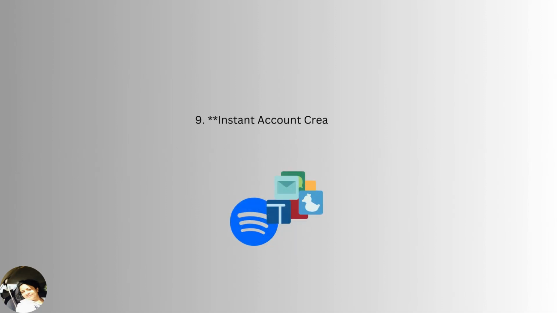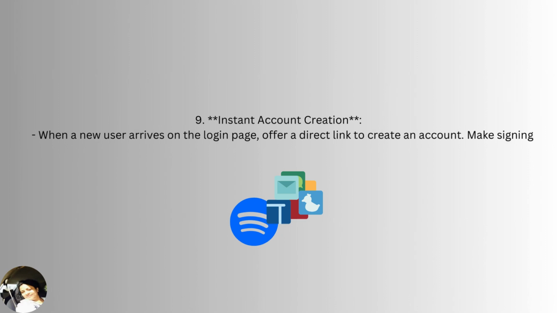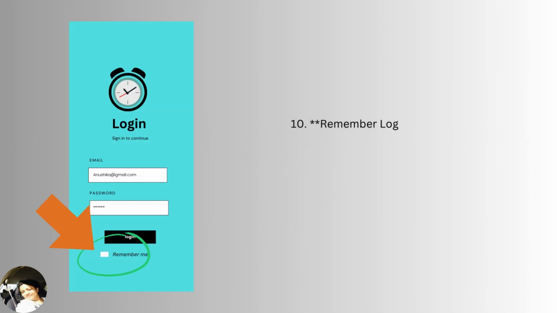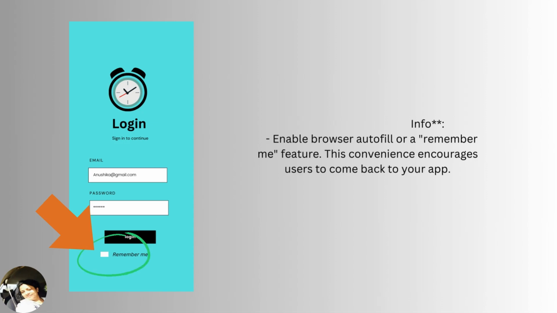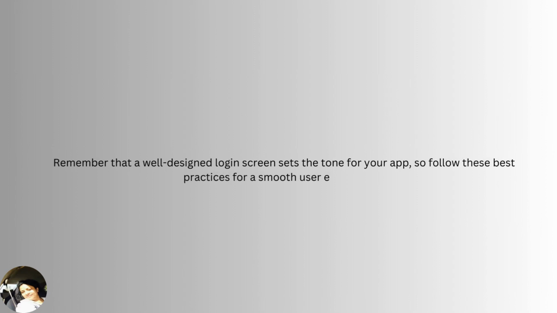Ninth, instant account creation. When a new user arrives on the login page, offer a direct link to create an account. Make signing up easy and immediate. Tenth, remember login info. Enable browser autofill or a remember me feature. This convenience encourages users to come back to your app. Remember that a well designed login screen sets the tone for your app, so follow these best practices for a smooth user experience.